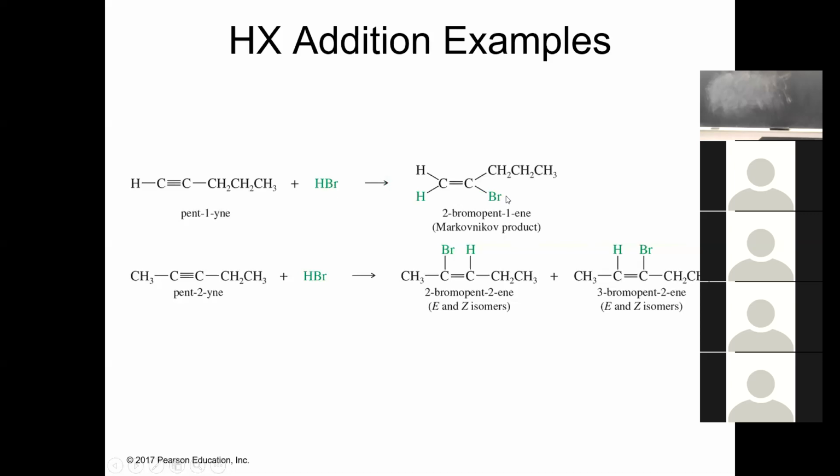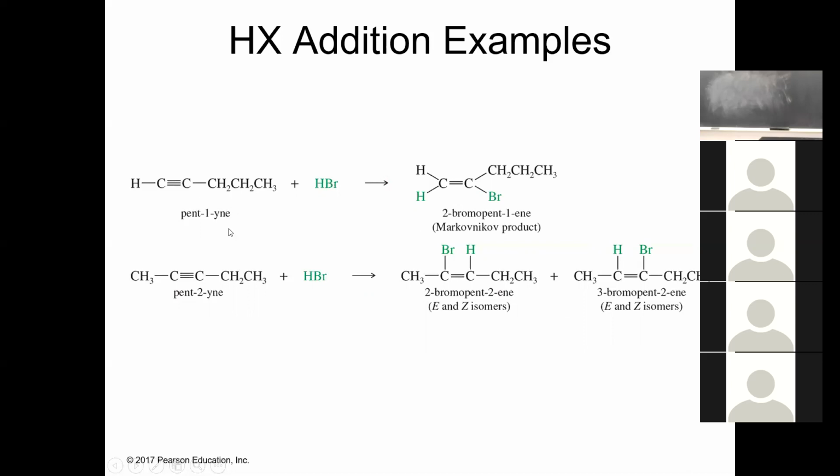Okay, if we add another equivalent of HBr, again, H goes to the side that's richer, and bromine will go to carbon number 2. Here, neither side is richer in hydrogen, and so we'll get a mixture of products. The H could go here, the Br could go to 3, the H could go to 3, the Br could go to 2. So we get both of these.